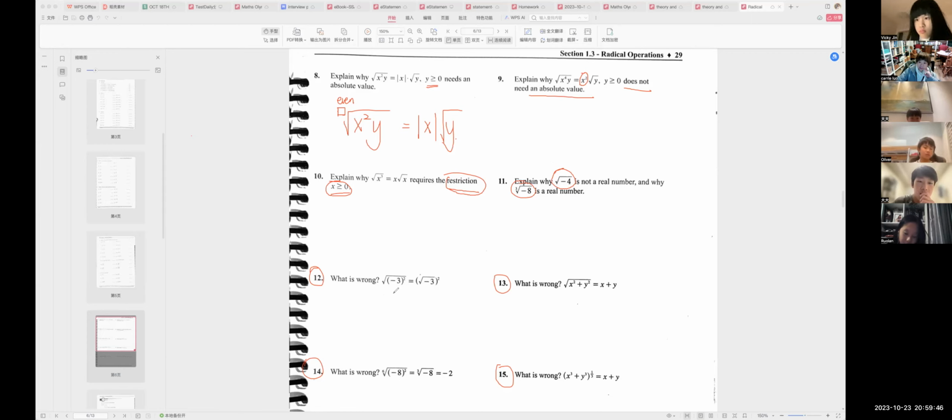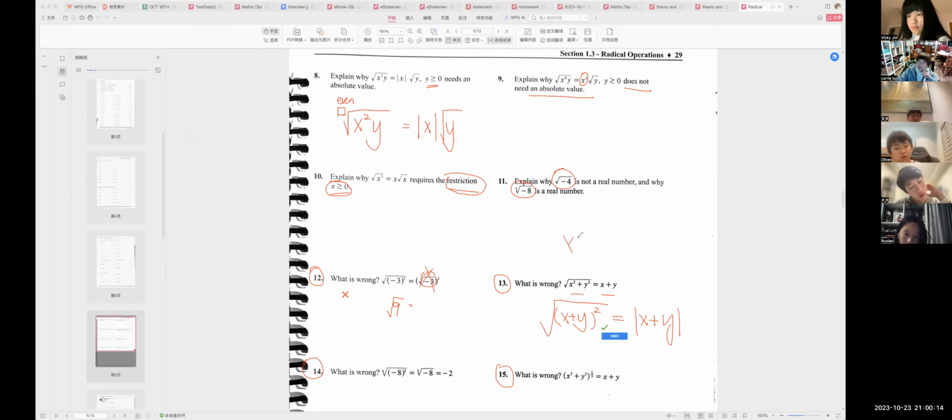Okay, so let's take a look. Negative 3 squared equals 9, so square root, right? And -3 square root, this one is not even relevant. Correct? Okay, so let's take a look at this one. Can this one be this one? No. Square root of (x plus y) squared equals absolute value of x plus y. Correct, everybody? But (x plus y) squared equals what? Equals x squared plus y squared plus 2xy. Get it, everybody? So they're not equal to each other, so you cannot have this one.